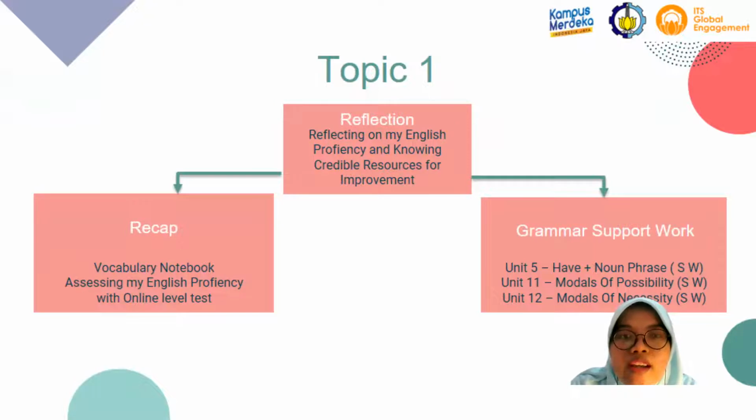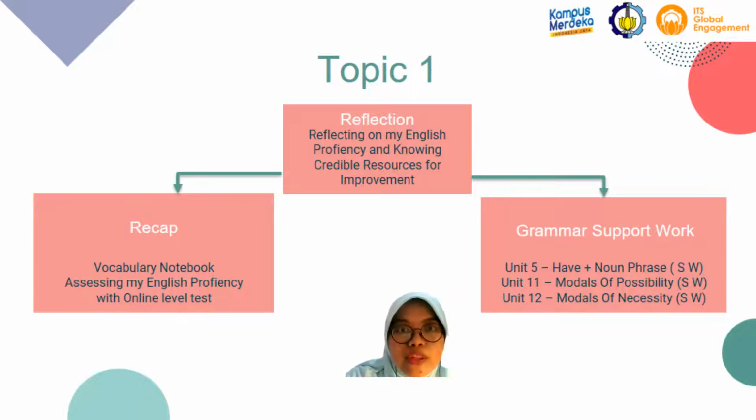So the first one, I learned about topic one. It is about reflections on my English proficiency and critical research for improvement. There are two important things in this lesson. The first one is recapping a vocabulary notebook and assessing my English proficiency with an online level test, and then we do grammar support work, and Miss Sarah gave us homework about the grammar. It is about the noun phrase, modals of possibility, and modals of need.